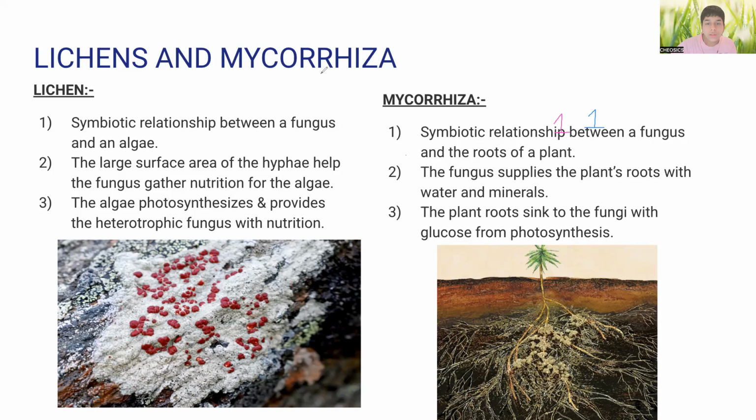So basically how it works is, you have your algae here. This is your algal component. And then you have your fungal component here. So this is how a lichen looks like. This is your fungal component. This is your algal component.